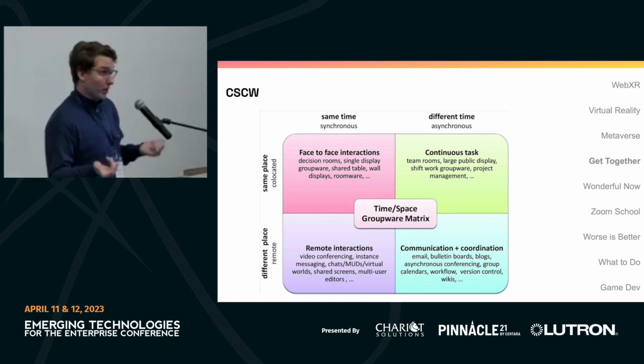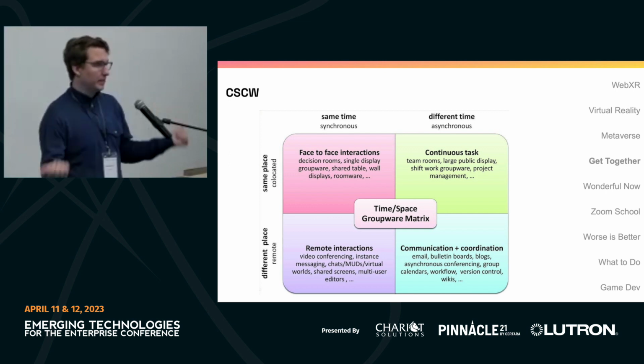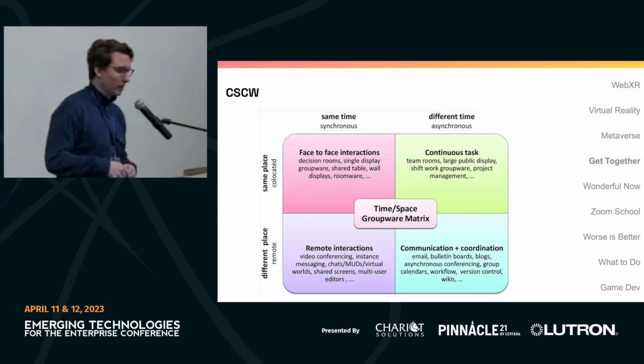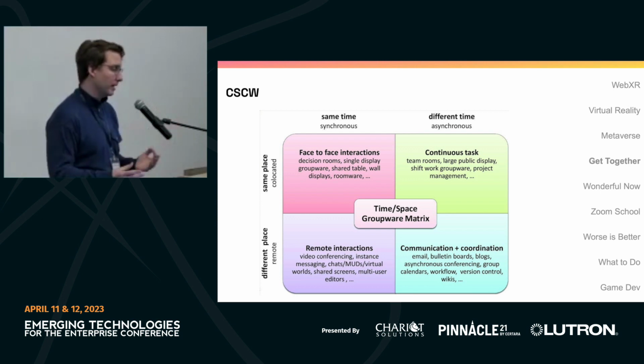And of course, if you're talking about virtual reality, you need to add a little bit more dimensions to this, where you could be in a different physical location in the same virtual location. So this is a graph, or a matrix from, I think, the 80s. And since then, people who study this stuff have broken it down way further and tried to classify the ways that we get together and the strengths and weaknesses of each medium.